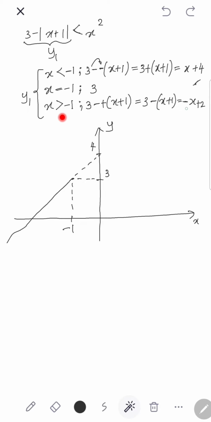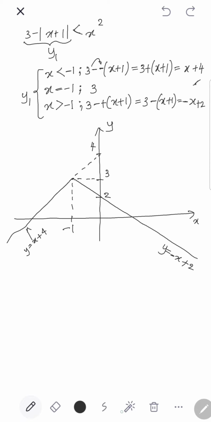When x is greater than minus 1, now we are here, the intercept is plus 2, gradient is negative 1. This is the line, this is plus 2. The function is y equal x plus 4. Here the function is y equal minus x plus 2.